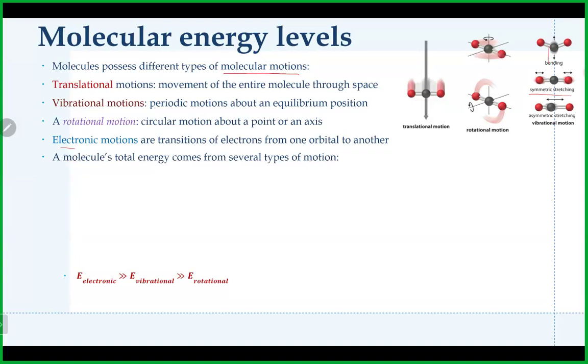So electronic motion is another one that we can have. We are not showing that here. That's usually the transition of an electron from one level to another one. So a molecule's total energy comes from several types of motion, not just vibrational. So we can say that the total energy is electronic, vibrational, rotational, and translational.